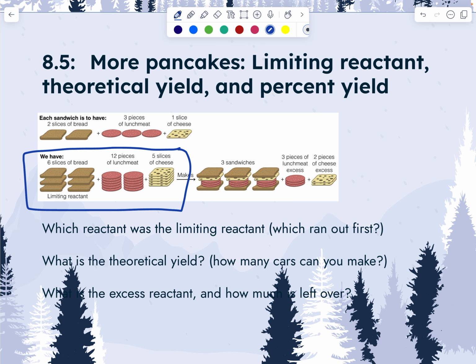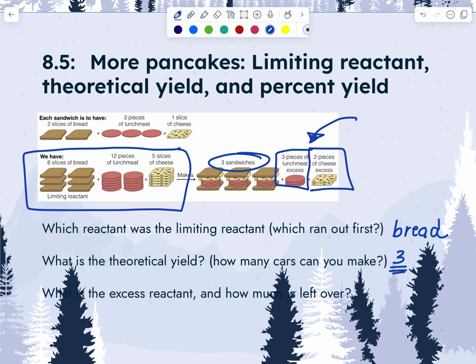Okay, so which reactant ran out first? You can look at the products here to see, or you can figure it out in your head. We know that there's excess lunch meat and cheese, which means bread must have been the ingredient that ran out first. What is the theoretical yield? Well, that's the 3 sandwiches that we did make. And the excess reactants here are our 3 pieces of lunch meat and our 2 pieces of cheese. They were reactants, but they're left over.